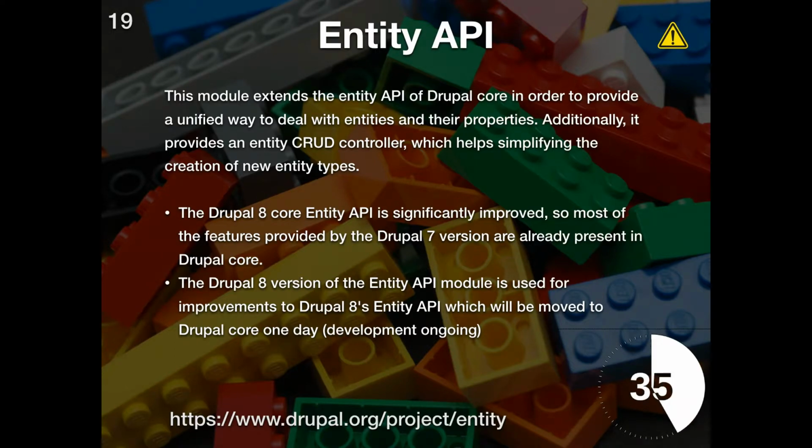There are a few things that didn't quite make it into core, so they're kind of niche things. So if core doesn't get you what you need, Entity API might have something. I don't think I even have it installed on a Drupal 8 site. So it's mostly on this list because of how popular it was in Drupal 7.